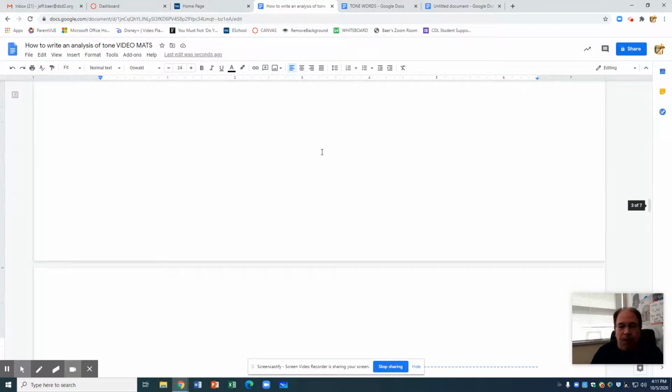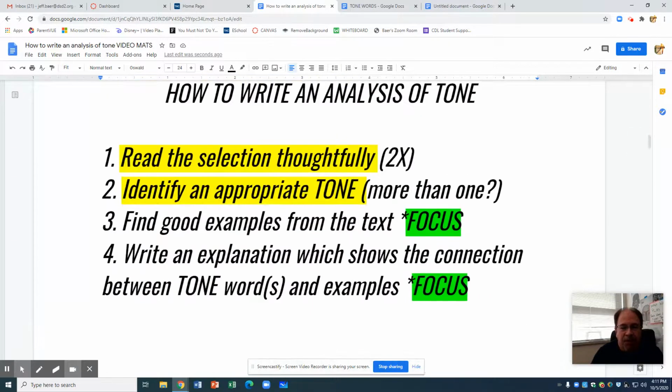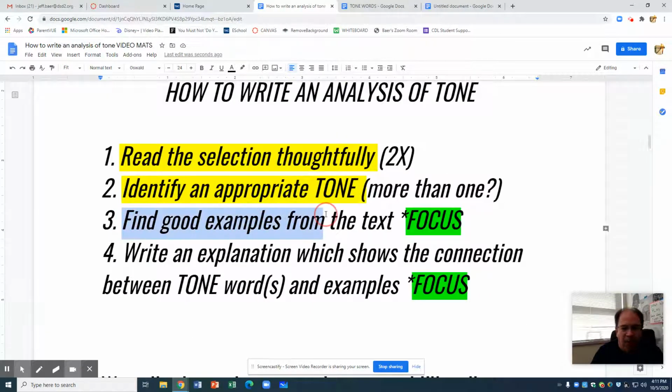So let's return back to our little checklist here. Now we have found a whole bunch of good examples from the text. We're doing well. So we have one step left. And of course, this is the one that's a little bit more complicated because it requires constructing ideas in complete sentences and using complete thoughts.